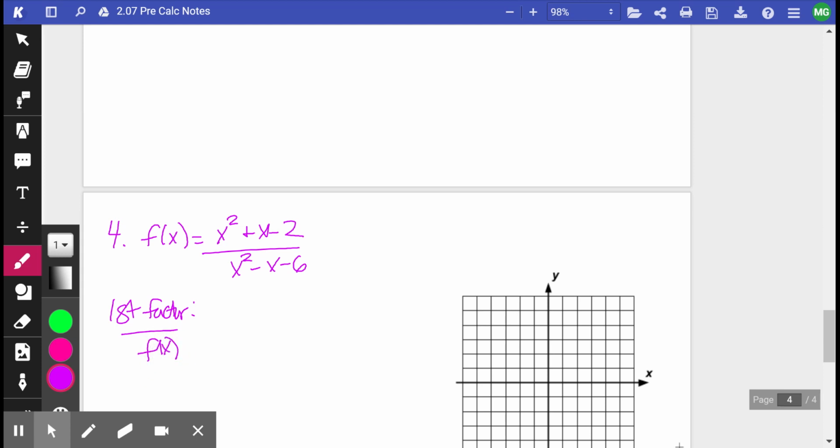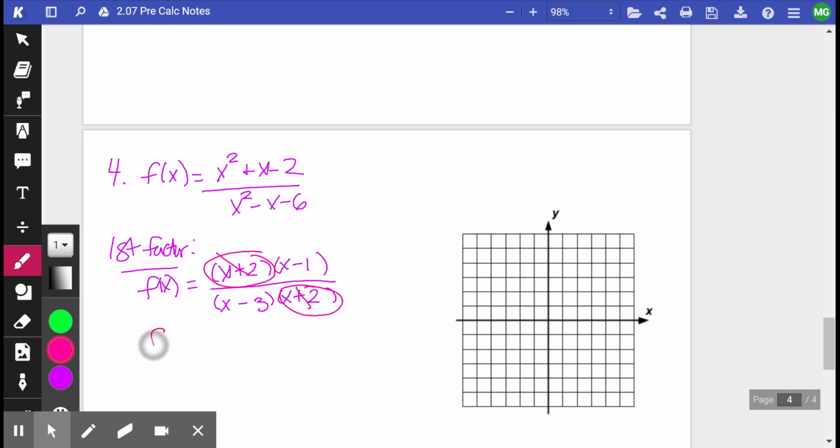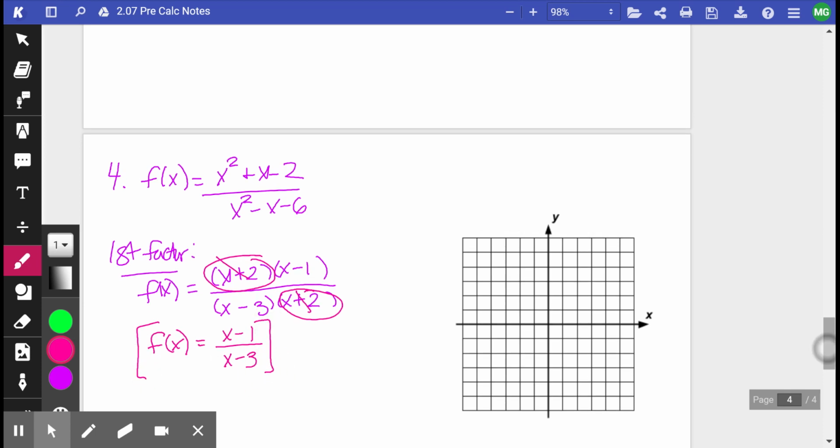So we have f of x equals, we want something that multiplies to negative 2 and adds to 1, so that's positive 2, negative 1. And in the denominator, we want to multiply to negative 6 and add to negative 1. That's going to be negative 3 and positive 2. So now notice we have an x plus 2 in the top and an x plus 2 in the bottom. Those will cancel out. So now we have the reduced form. And I'll mention a lot now and next lesson that from now on, you want to use this reduced form to find the rest of your information out.